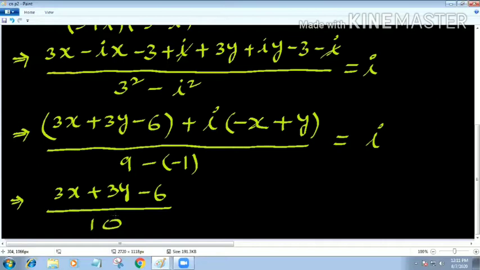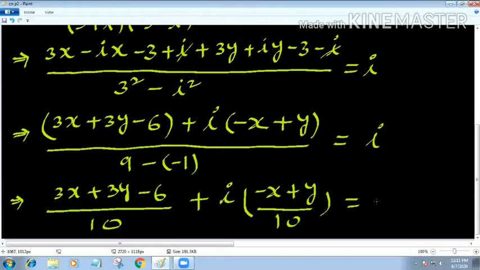So I am separating the real part and imaginary parts. I am writing the denominator separate to the real part and imaginary part, and this is minus x plus y divided by 10, and the right side i can be written as 0 plus i into 1, in the standard form.